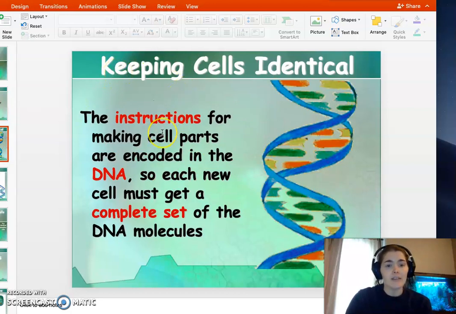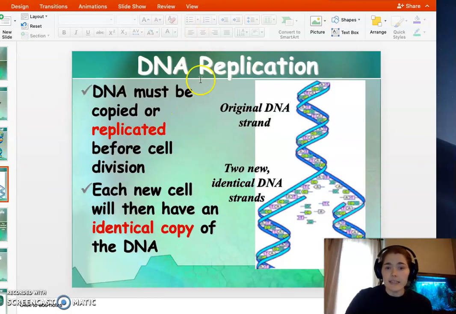Keeping the cells identical. So the instructions for making the cell parts are encoded in the DNA. So each new cell must get a complete set of DNA. If you get a scratch and you're trying to regrow those skin cells, the other skin cells around it can divide and they will provide each new skin cell with the same amount of DNA. So what more that looks like is DNA replication.